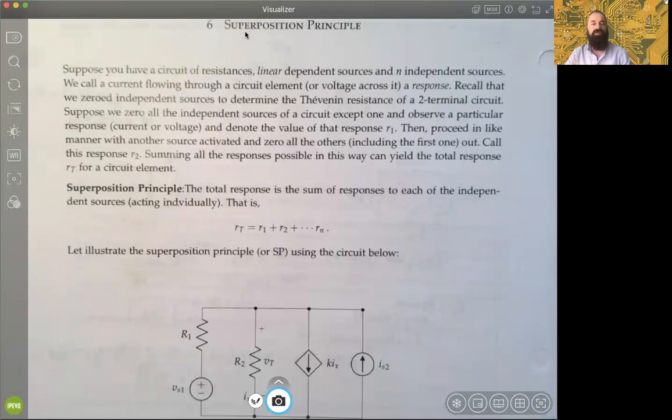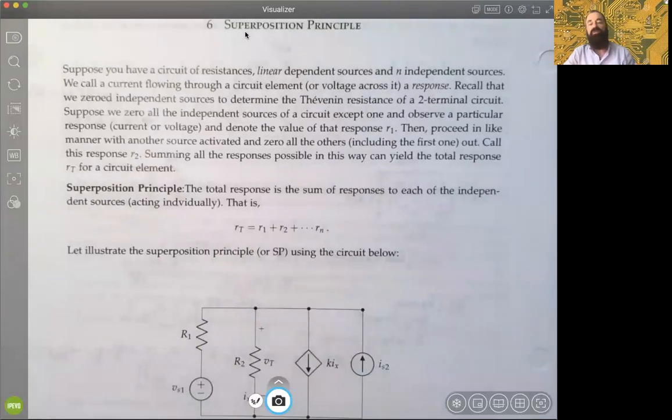We call a current flowing through a circuit element, or a voltage across it, a response. Okay, so response refers to the current or voltage. Recall that we zeroed independent sources to determine the Thevenin resistance of a two-terminal circuit. And suppose we zeroed all the independent sources of a circuit except one and observe a particular response, current or voltage, and denote the value of that response R1. And then proceed in like manner where we just take, in turn, zeroing all the others, including the first one out, and then call that response R2.